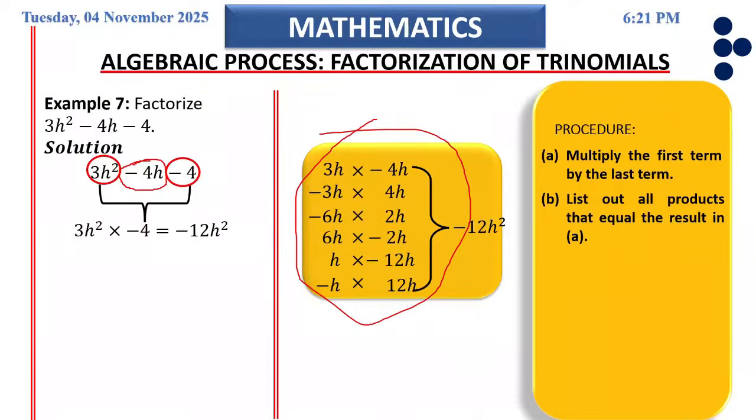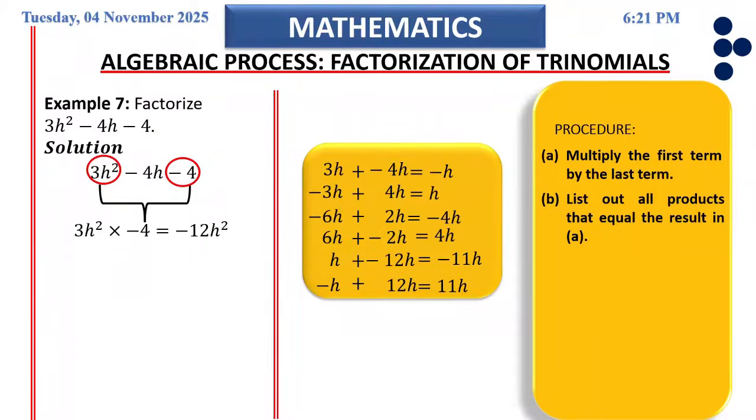the next step is to change the multiplication to addition. Now check which of these, when they are added together, will give you that middle term. Don't forget what I said earlier. Our target is to split this middle term, and when I say the middle term, I mean minus 4h. So you check which combination, when you add it together, will give you the minus 4h that we have at the middle here.